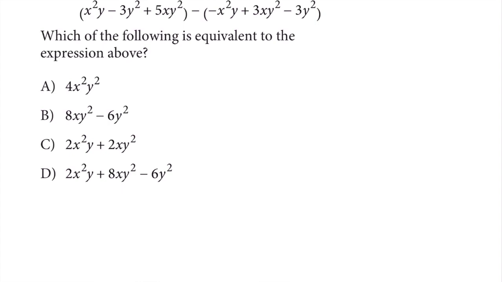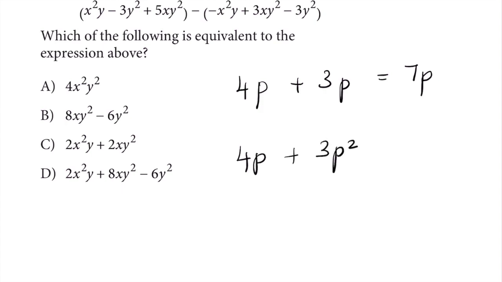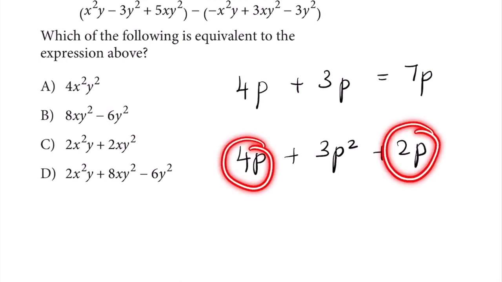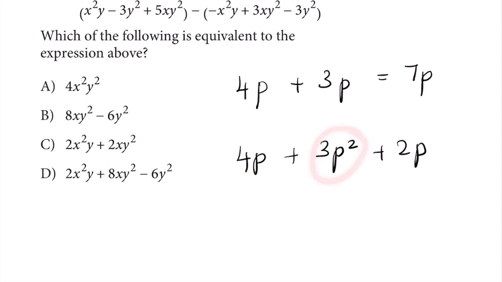For example, if I take 4p plus 3p, you can add these two: 4 plus 3, 7p, because these are like terms. But if you have 4p plus 3p square plus 2p, the 4p and 2p are like terms, whereas 3p square is not. So like terms means they have the same variables with the same exponents.